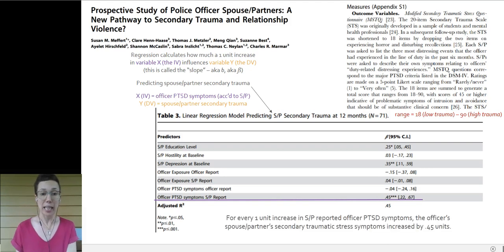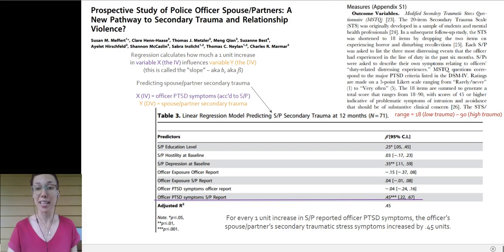Essentially what this is saying is for every 1 unit increase in our X variable, our independent variable, for every 1 unit increase in officer PTSD symptoms as reported by their spouse or partner, we would expect, based on this data, that the secondary trauma of that spouse or partner is going to also increase by 0.45 units. So it's a pretty small increase, but we can see that there's a positive relationship here. The more PTSD symptoms the spouse or partner perceives that the officer has, the more secondary trauma symptoms they themselves are going to be experiencing as well.